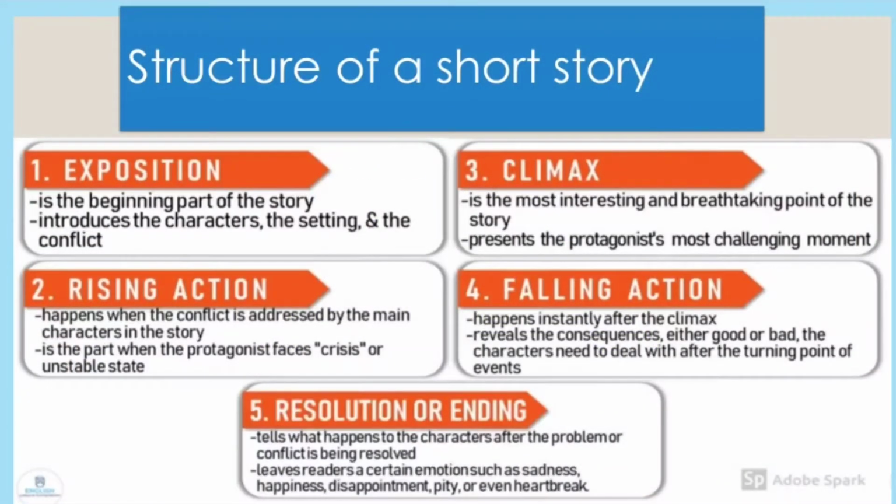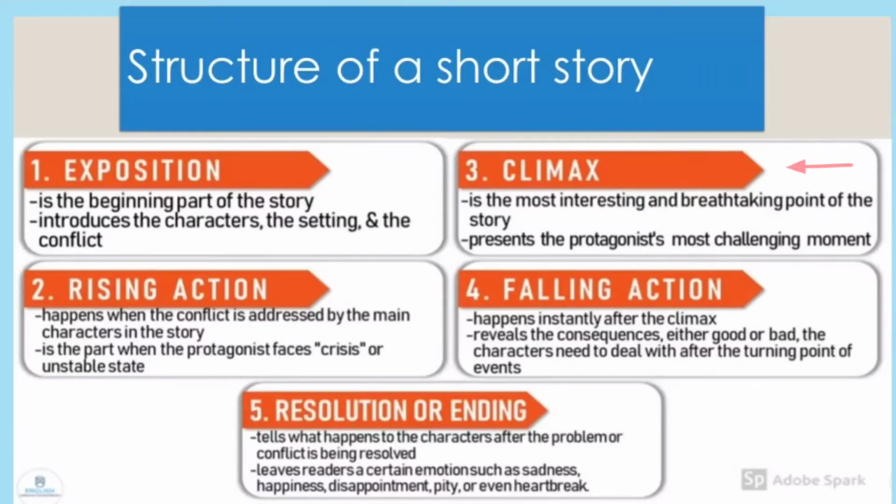Exposition is the starting of the story. It is the beginning part of the story which introduces characters, setting, and the conflict. Rising action happens when the conflict is addressed by the main characters in the story, when things get piled up. It is a part when the protagonist faces crisis or conflicts.